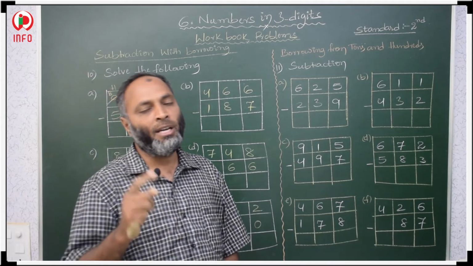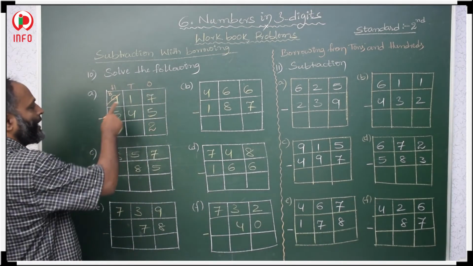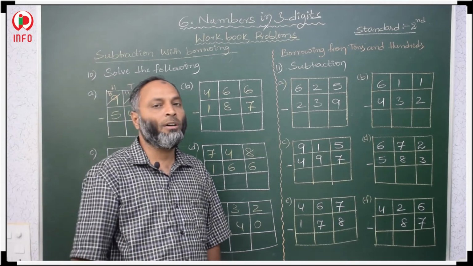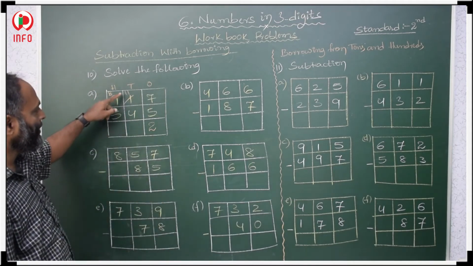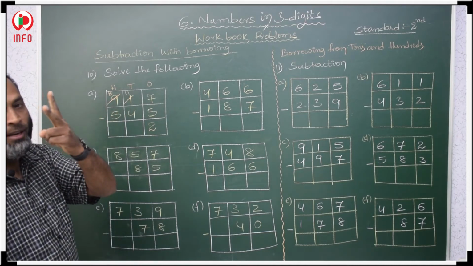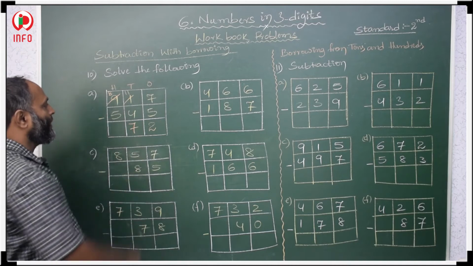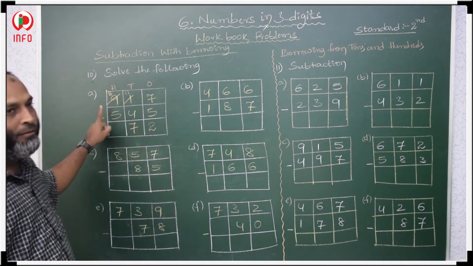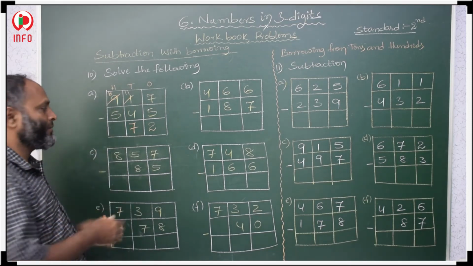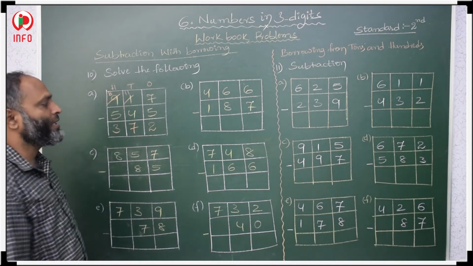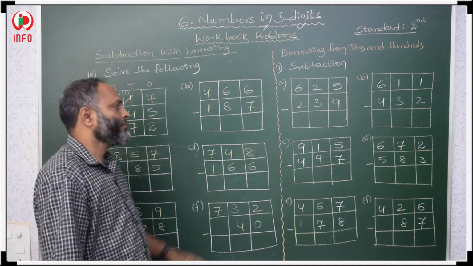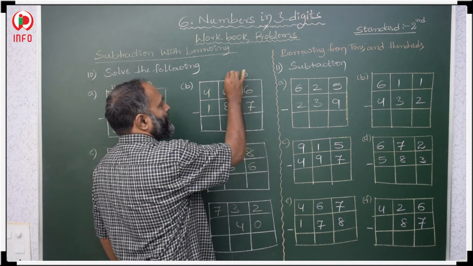100 is nothing but 10 tens. 10 plus 1, 11. 11 tens. Now, 11 minus 4. How to count? Here 4 is there, no? From 5 to 11, you have to count: 5, 6, 7, 8, 9, 10, 11. It is 7. Okay, here 8 minus 6: from 6 to 8, you have to count: 6, 7, 8. It is 3. So the answer is 372.